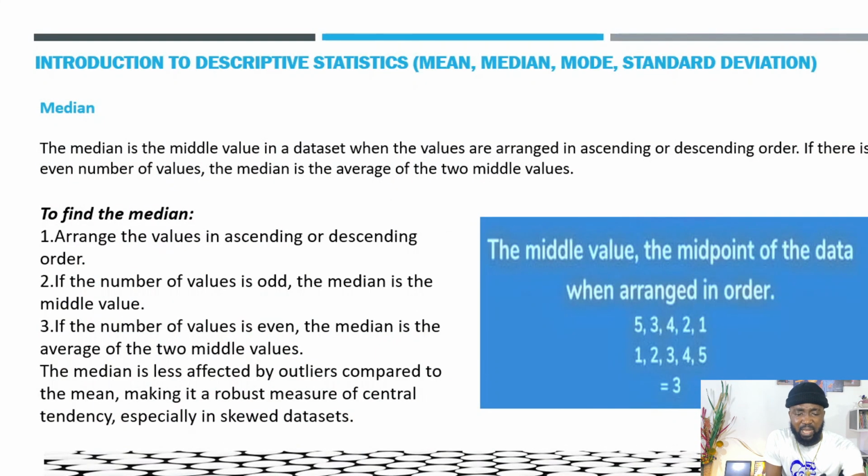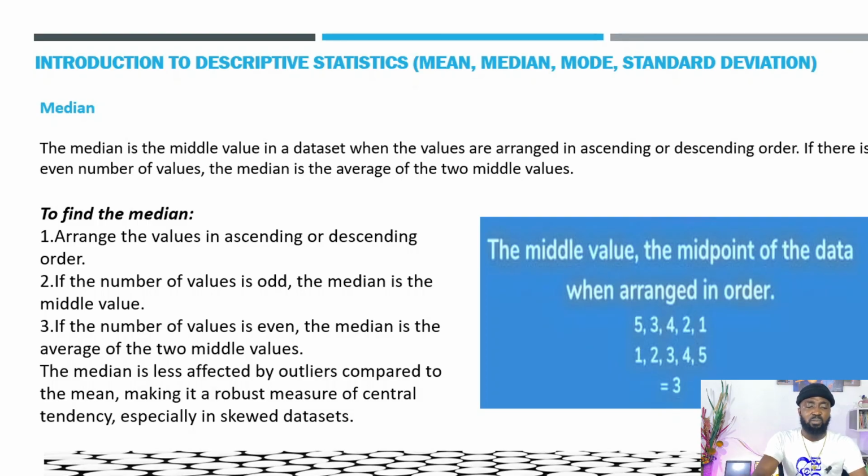Median, after you arrange these numbers, let's say for instance, the numbers we have here, 5, 3, 4, 2, 1. So I need to arrange them. For this method, we use the ascending order, which is 1, 2, 3, 4, 5. When I have the numbers arranged this way, if I cancel out 1, cancel 5, cancel 2, cancel 4, the middle number here is 3. So our median is 3. So that's how simple this thing is.